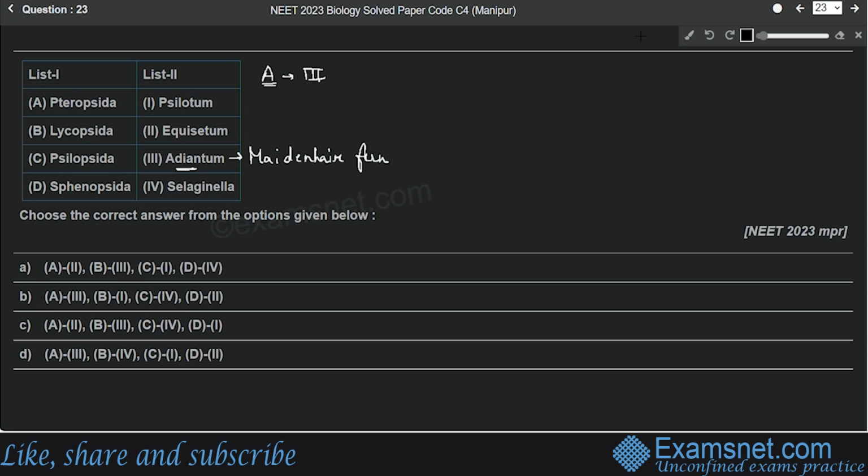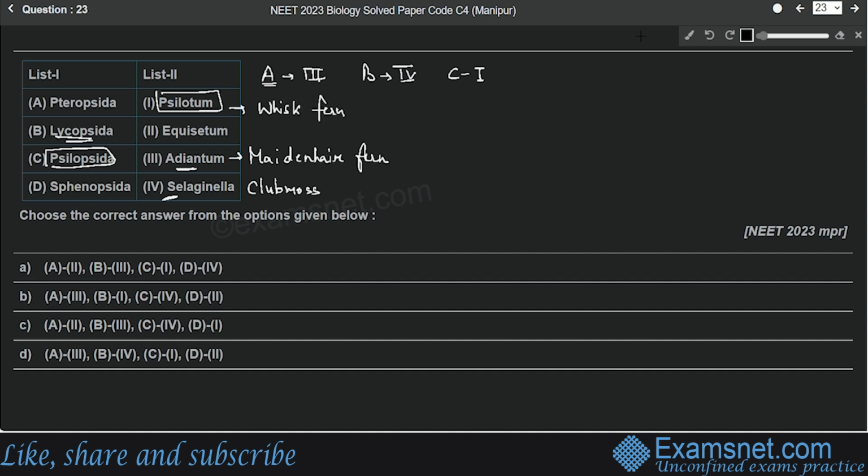Then the second class is Lycopsida, and the correct match for Lycopsida will be Selaginella. So B will be matched with number 4. Okay, Selaginella is an example of club moss. Then the third class is Psilopsida, and the correct match for Psilopsida is Psilotum. The names are similar, so C will be matched with number 1. Okay, Psilotum is whisk fern.